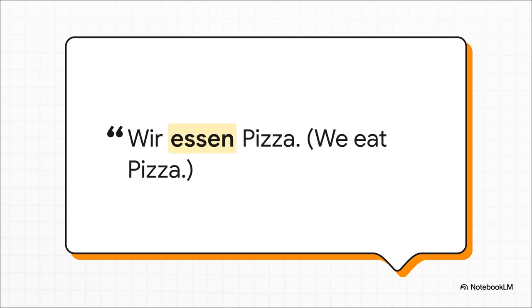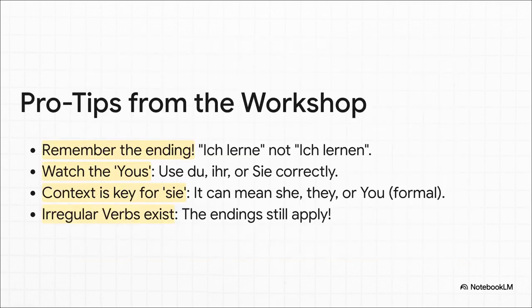And now let's circle all the way back to the sentence we started with. The subject is wir. The verb root is lern. For wir, the ending is en, so it becomes lernen. Wir lernen Deutsch. We learn German. It's really that straightforward. All right, so just a few pro tips from the workshop to keep in mind.